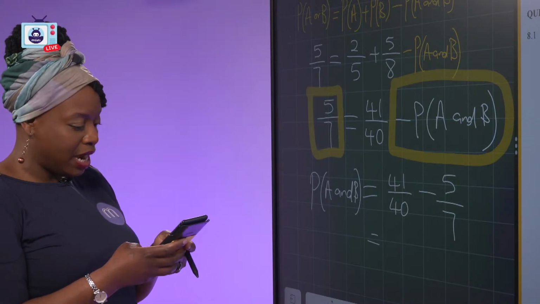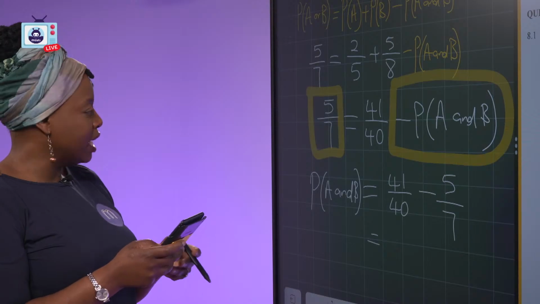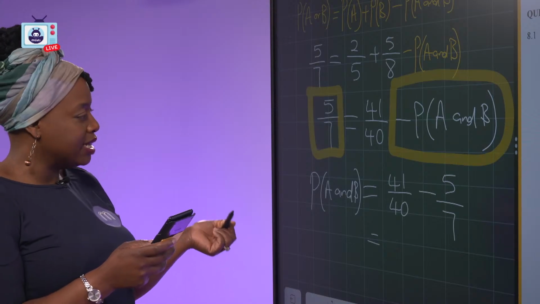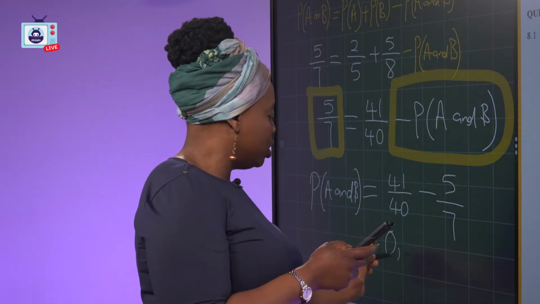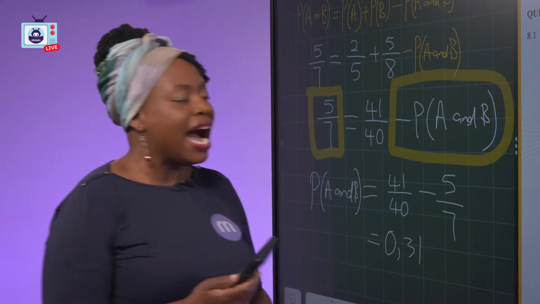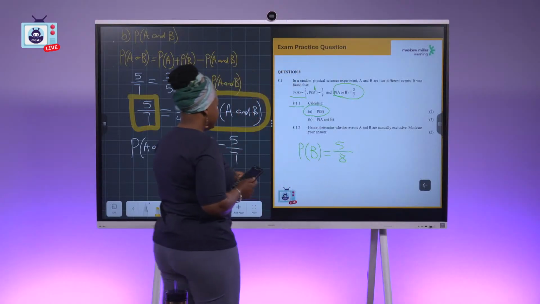5 divided by 7, and that gives us something like 87 divided by 200 and something, or we can literally write it as a decimal, which is 0.31. Remember, I did tell you that we can use decimals as well, right?